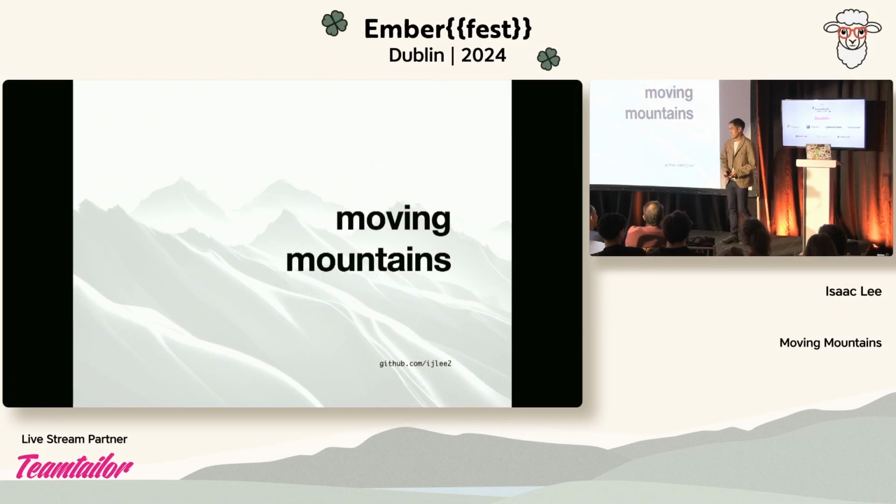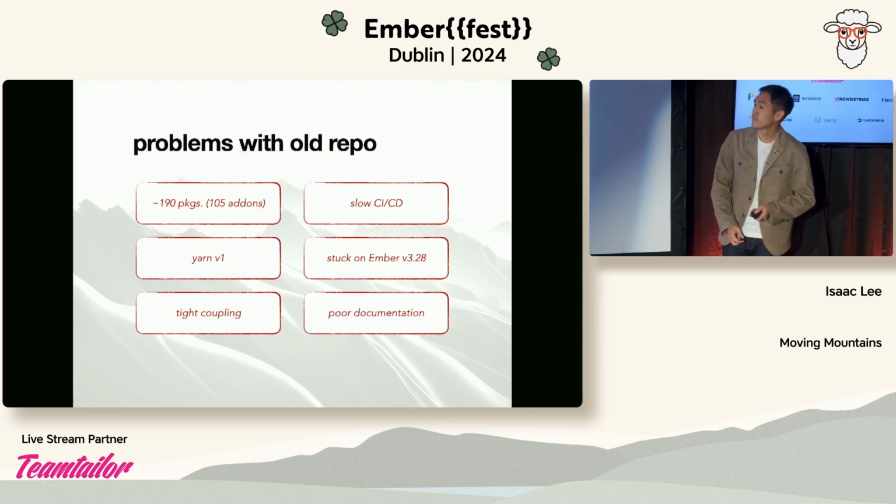Last year at EmberConf, I talked about small steps that we can take to make our projects maintainable and extensible. Today, I'll describe one of these steps in detail, namely how to move add-ons from one repo to another while converting them to V2. Let me give you some context.